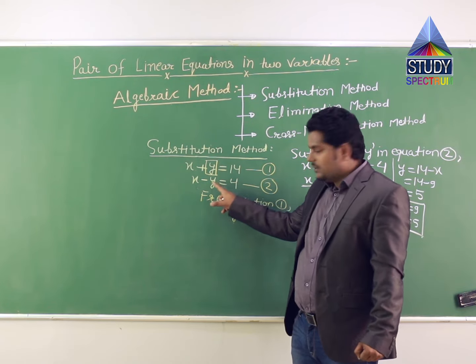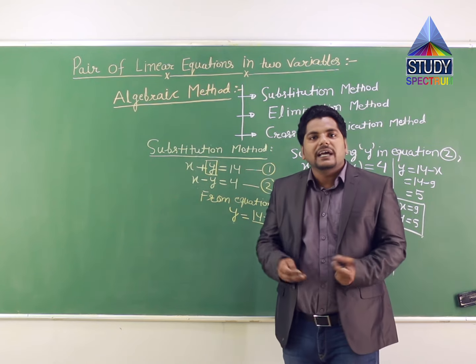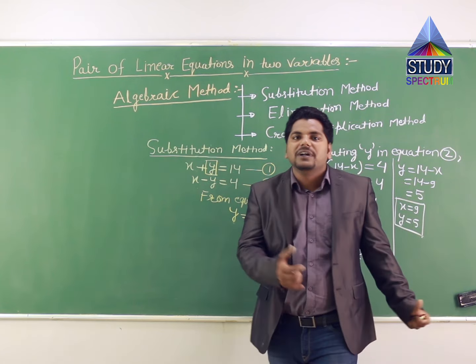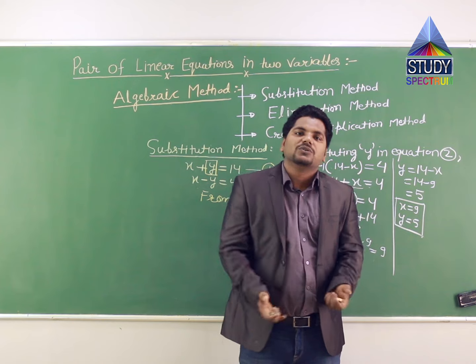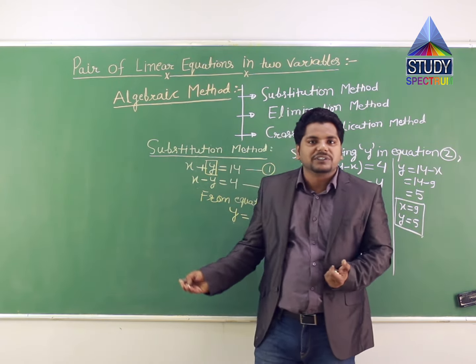9 minus 5 is 4, which is equal to RHS. It means x equal to 9 and y equal to 5 is also satisfying equation 2. It means we have done right. It means x equal to 9 and y equal to 5 is the solution of this pair of linear equations, or simultaneous linear equations. Okay.